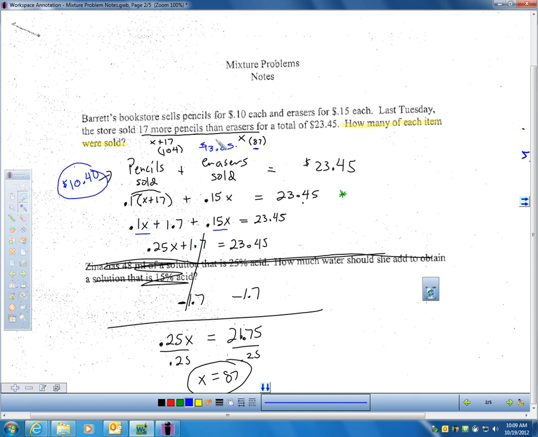And I want to check, okay, is this correct? If I add $10.40 of pencils and $13.05 of erasers, do I get a grand total of $23.45? And as I'm checking this on my calculator, yes, I do. I have done this problem correctly. And can you see I have 17 more pencils than erasers like I'm supposed to? That would be an example of a mixture problem, or at least a problem that would be under the umbrella of a mixture problem.